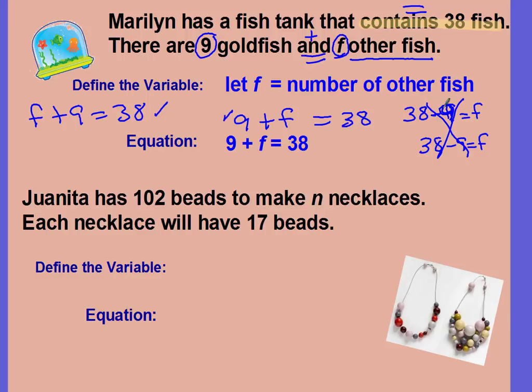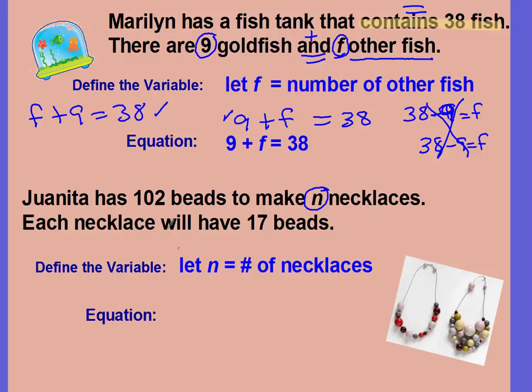So as you're writing these algebraic equations, you're going to have an amount that it equals. It's not going to equal a variable. Let's look at the second. Juanita has 102 beads to make N necklaces. Each necklace will have 17 beads. Okay, defining the variable, N. What does N represent? We're going to let N equal the number of necklaces. And now we're ready for our equation.